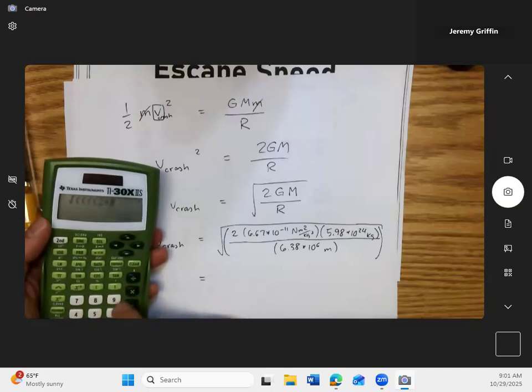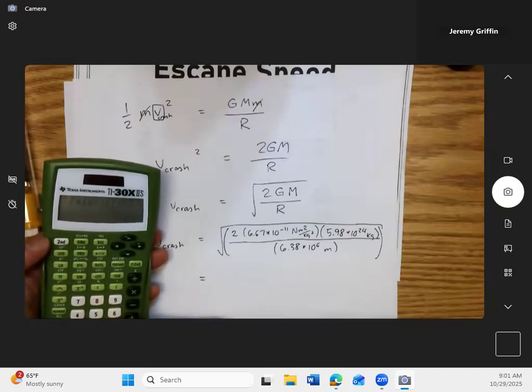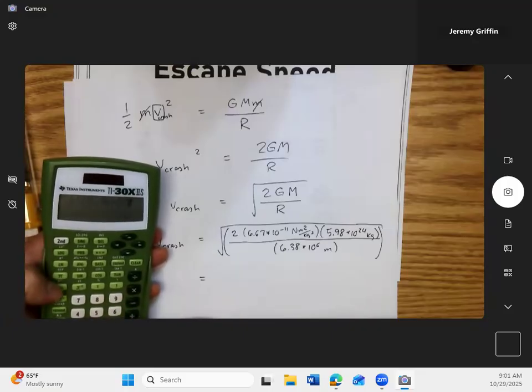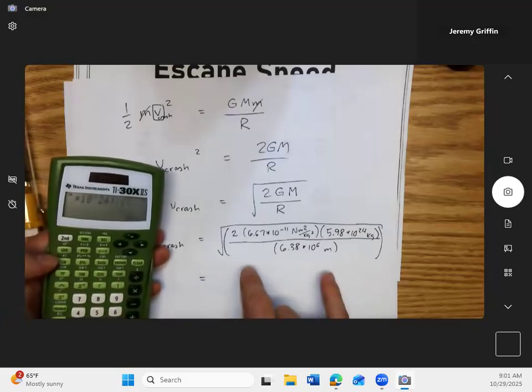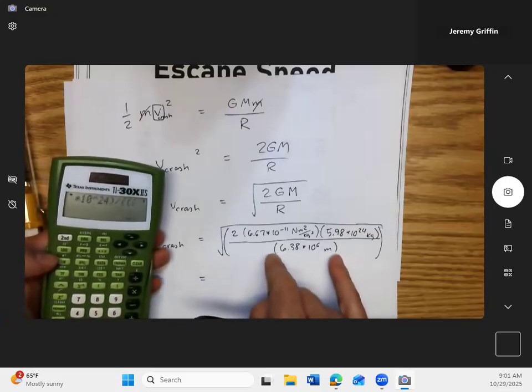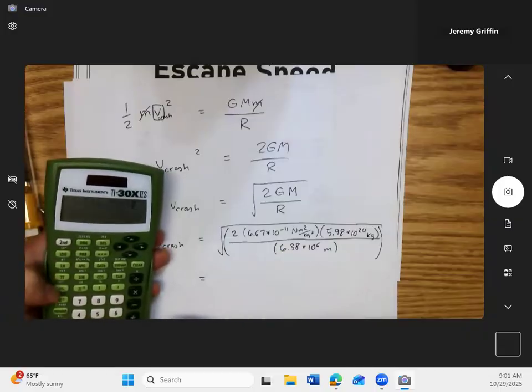Okay. 2, 6, 7, 10, negative 11, 5, 9, 8, 10, 24. And then divide by, and guys, after you hit divide by, definitely open up another parenthesis, because there's that multiply down here. They've got to group together. 6, 3, 8, and then 6.